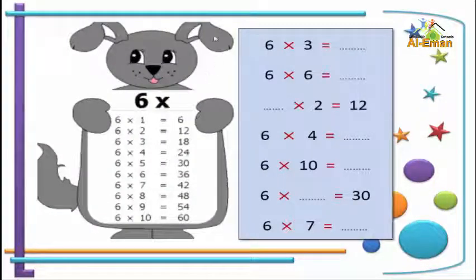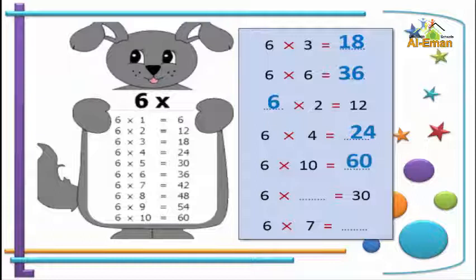Solve with me. 6 times 3 equal, excellent, 18. 6 times 6 equal 36. Which number multiply 2 equal 12? 6. 6 multiply 4, 24. 6 multiply 10, excellent, 60. 6 multiply what equal 35? 6 multiply 7 equal 42.